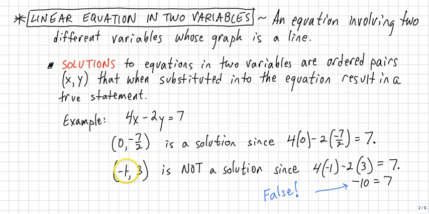So let's contrast that with the ordered pair negative 1, comma 3. That one is not a solution to this equation because when I plug negative 1 in for x and I plug 3 in for y, I end up with negative 4 minus 6 is negative 10. Well, negative 10 equals 7. That's a false statement. So that would not be a solution.